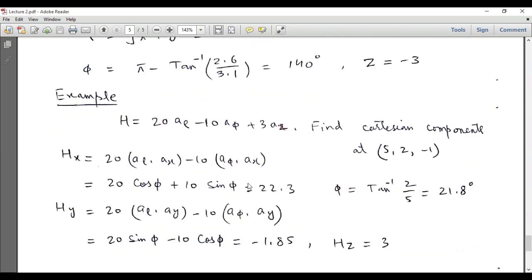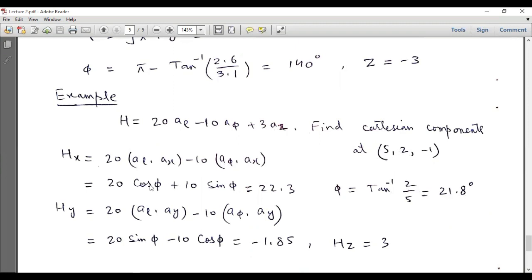In this last example, we have to transform this vector field to Cartesian components at this point 5, 2, minus 1. So first we will calculate Hx. Hx is equal to H dot ax. So it will be 20 a rho dot ax minus 10 a phi dot ax. So az dot ax will be equal to 0. So a rho dot ax is equal to cos phi, a phi dot ax is equal to sin phi, and phi will be calculated from this point, and it is equal to tangent inverse 2 by 5 because this point is lying in the first quadrant. Both x and y are positive, and it is equal to 21.8 degrees.